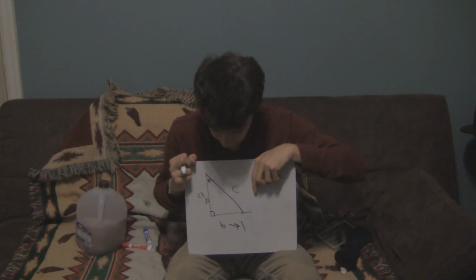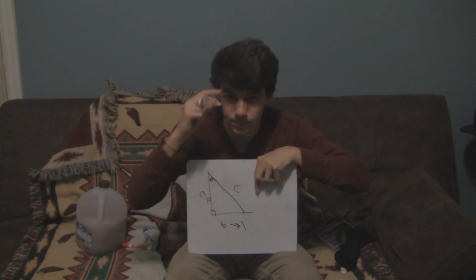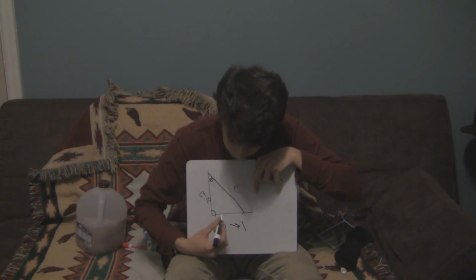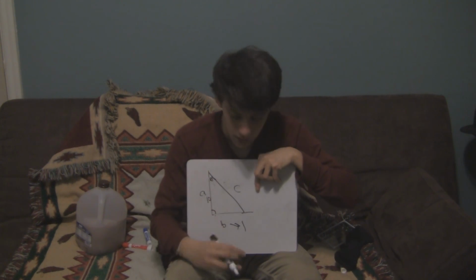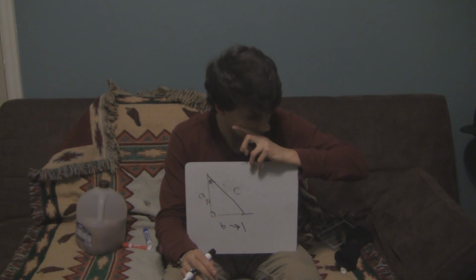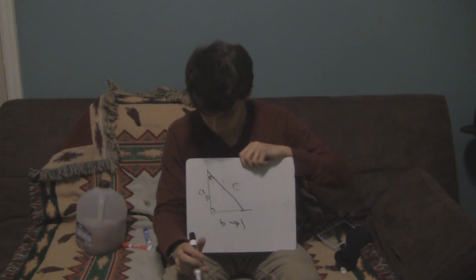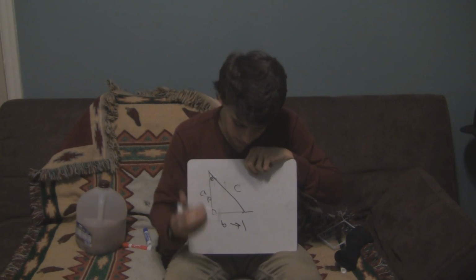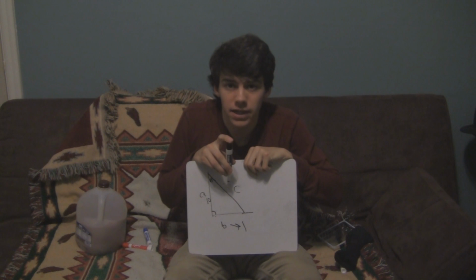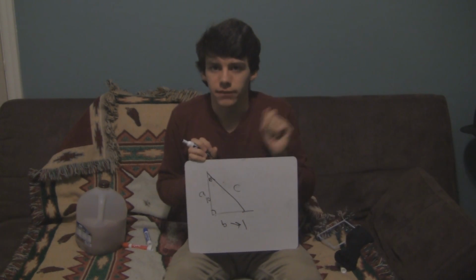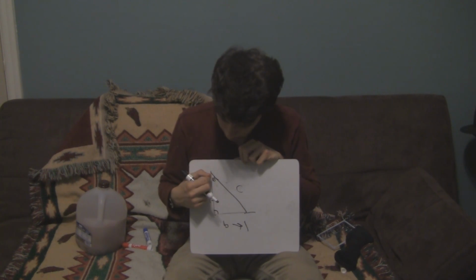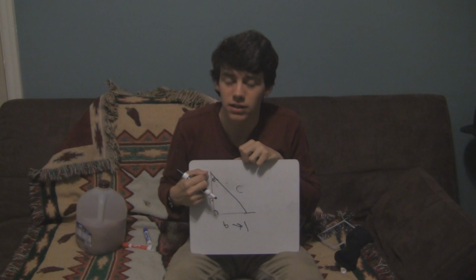Okay. So since A is constant, that means that B and C will be changing. Okay. But instead of trying to find C prime, we are going to try and figure out how fast this angle changes instead of a side.